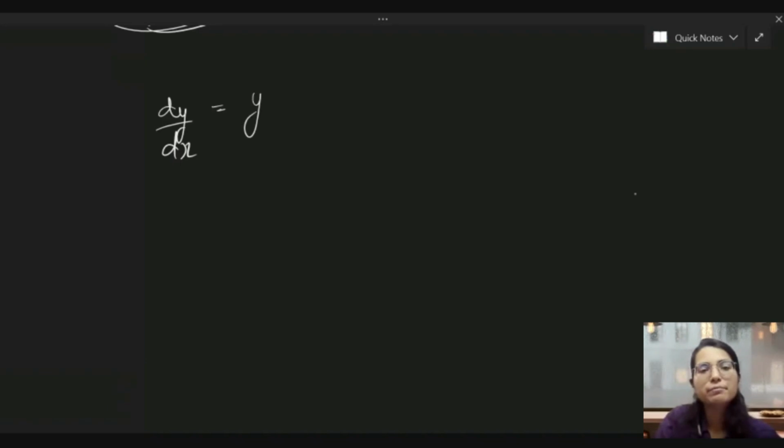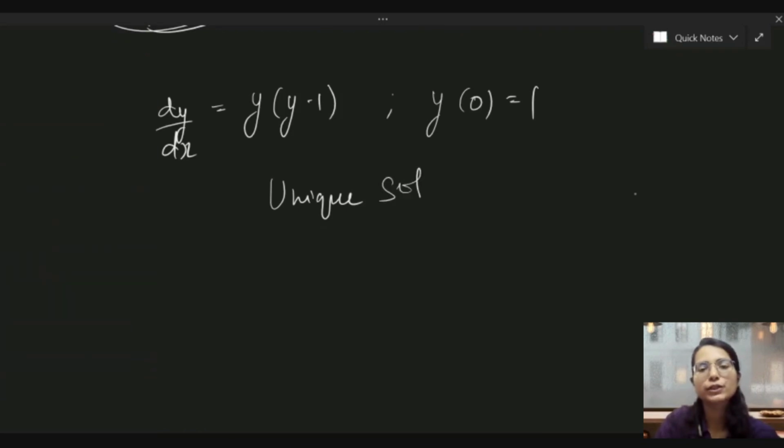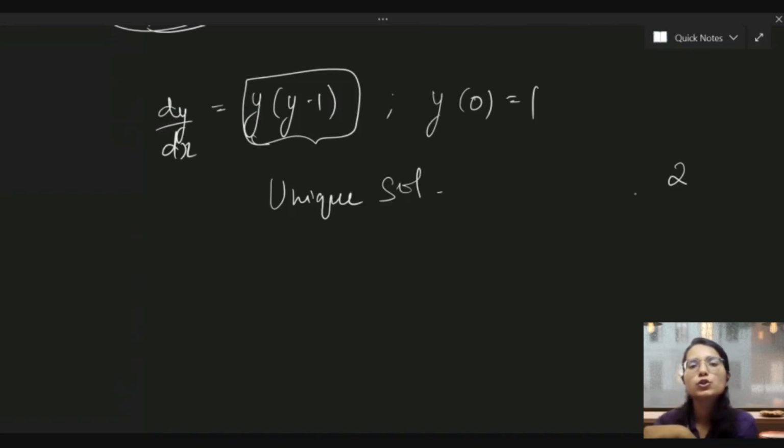So let me take this kind of differential equation. What will happen now? Now you know that this will have a unique solution. If it has a solution, it will be unique. Also, it will have a solution by the uniqueness and existence theorem that I told you, because this is continuous and its partial derivative, which will be 2y minus 1, something like that, will also be continuous. So it will have a unique solution.